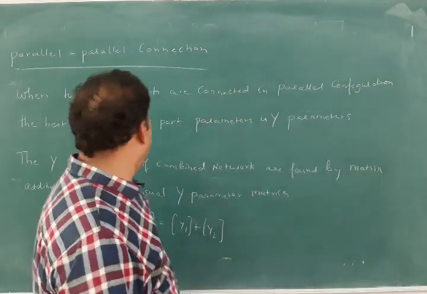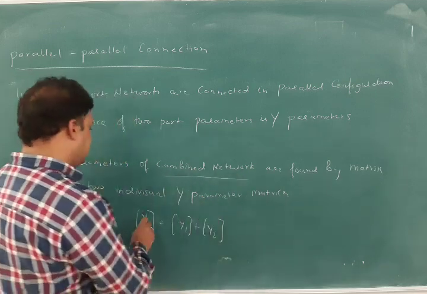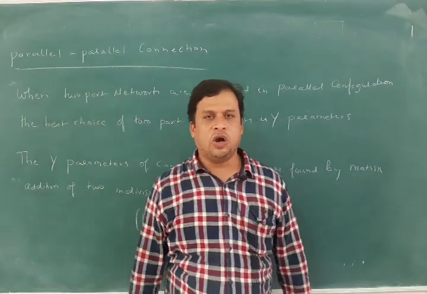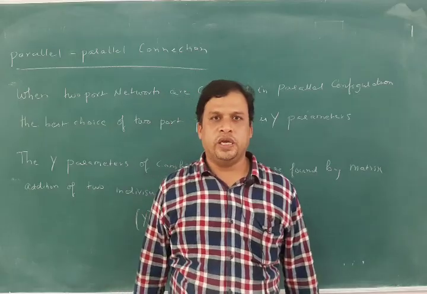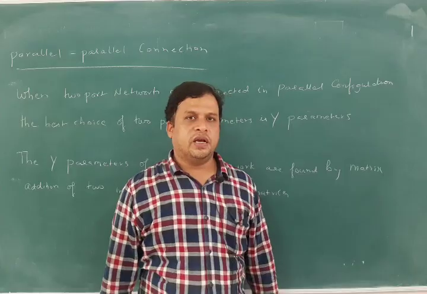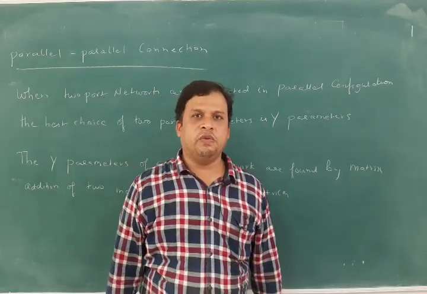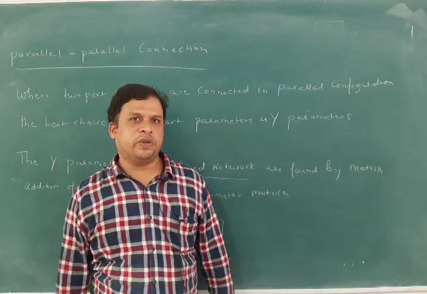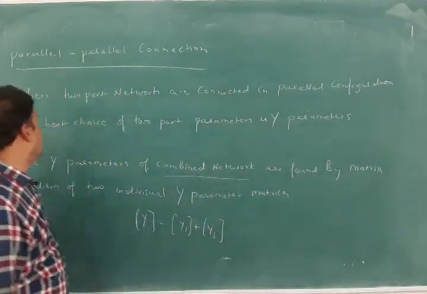Now we have seen that the Y parameters of the combined network are found as a matrix. We see that Y is equal to Y1 plus Y2 after interconnection of these networks. Already we have seen Y is equal to Y1 plus Y2. Y is admittance, and the unit of admittance is mho. Now we will see how the two port networks will be connected in parallel, and whether it will suit the Bruns test for parallel two port networks or not. Now let us see how that works.